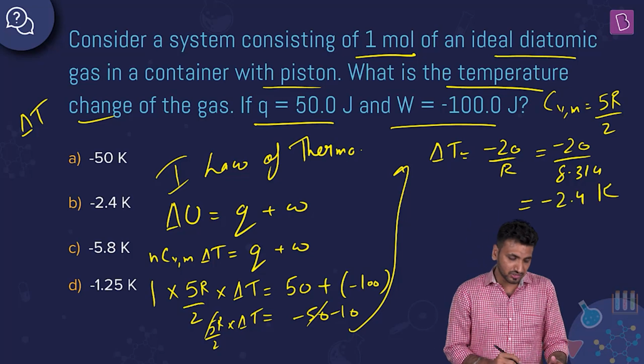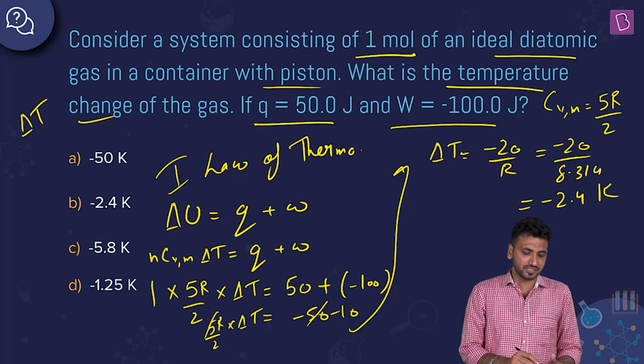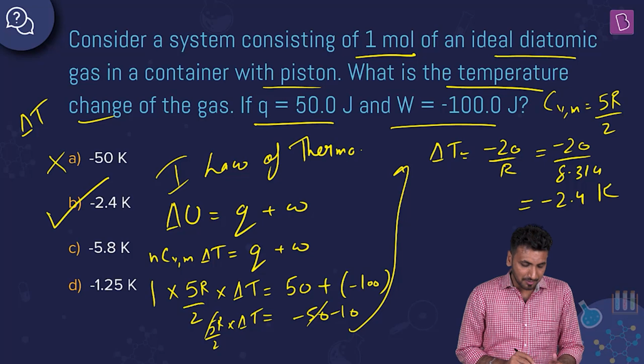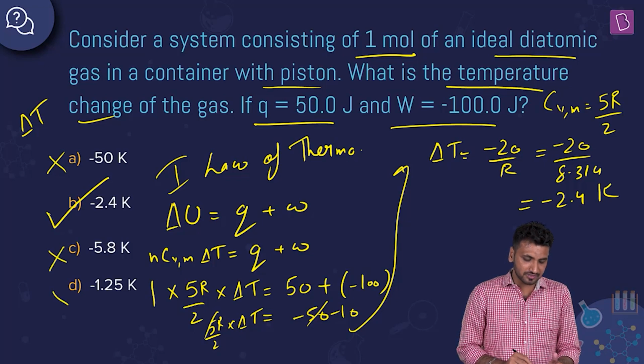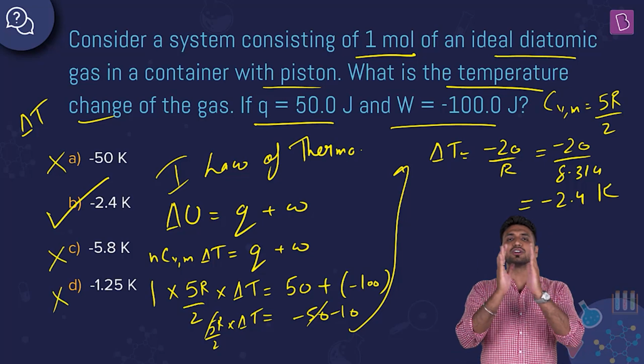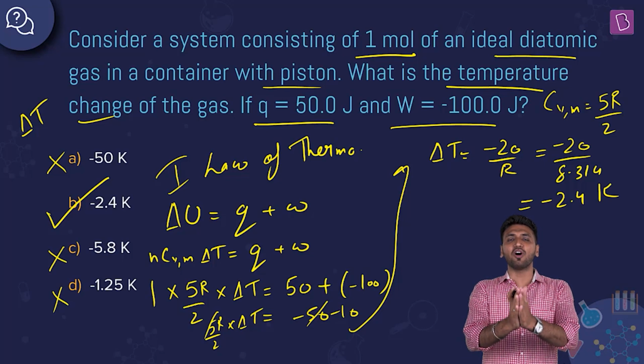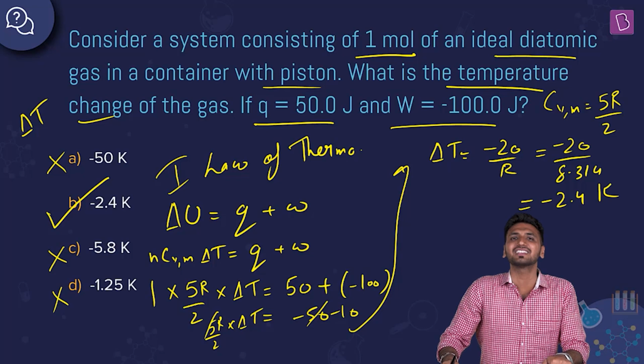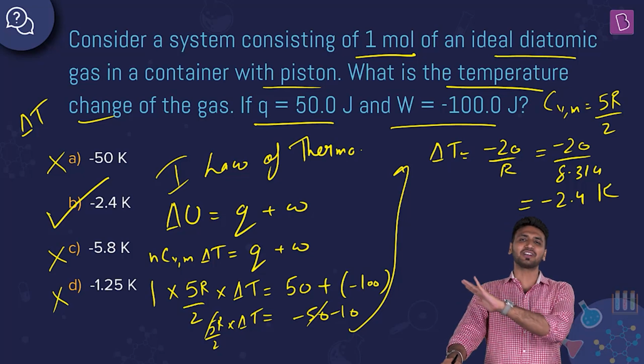Let's match with the options. Minus 50 is far away. Minus 2.4 exactly matches. Minus 5.8 no. Minus 1.25 no. So option B, B for Bombay or Bengaluru or even Byju's, is going to be the right answer to this question. And with that, we conclude this question.